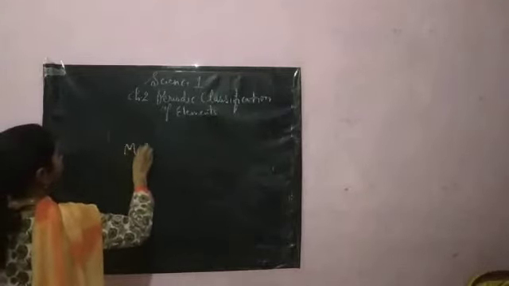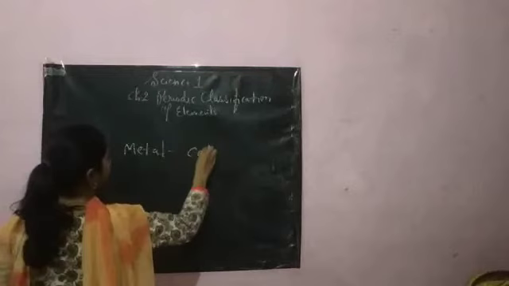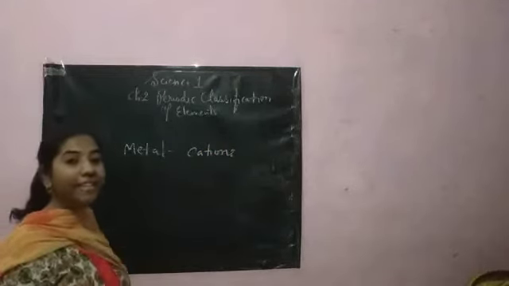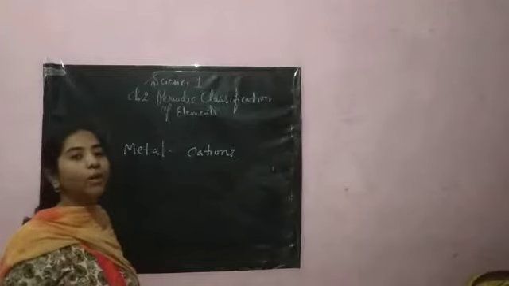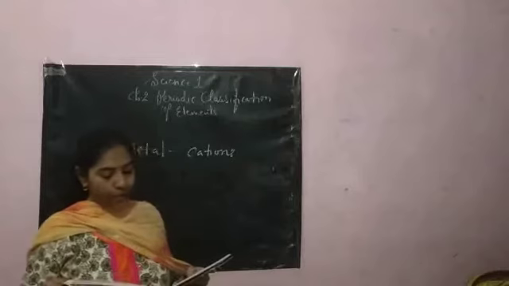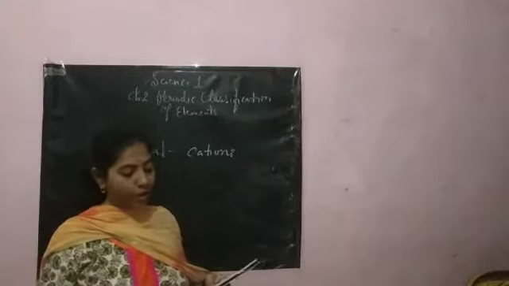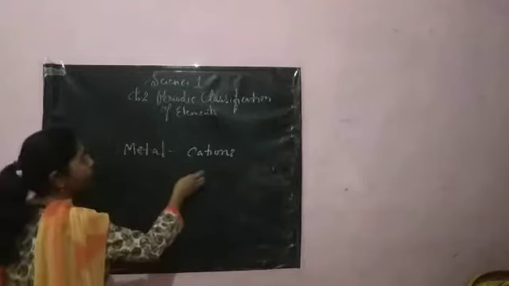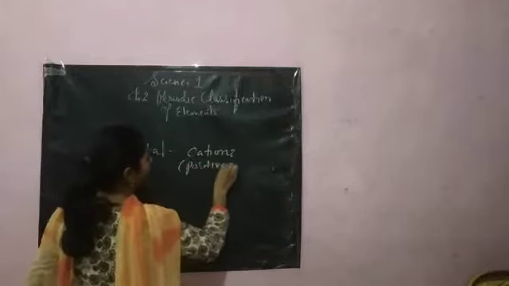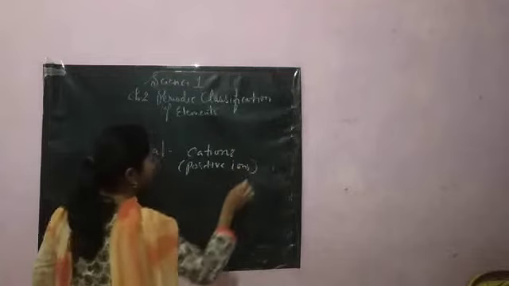Metals have the tendency to form cations. And why do metals form cations? Because they have the tendency to lose electrons to complete an octet in their outermost shell. Now let's see how. Into its valence shell. So all the metals will form cations. Cations are the positive ions. Hope you know what is the meaning of ion.